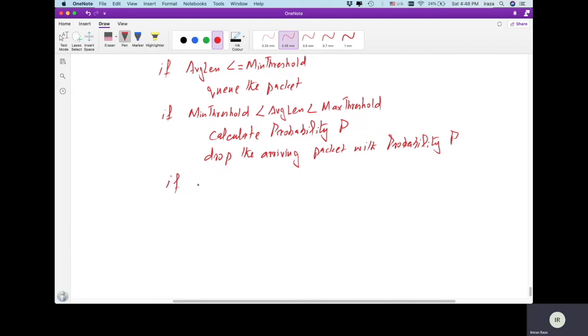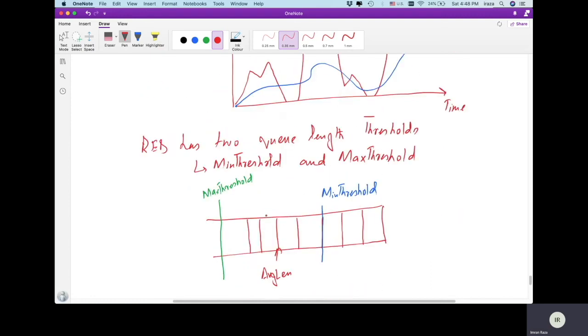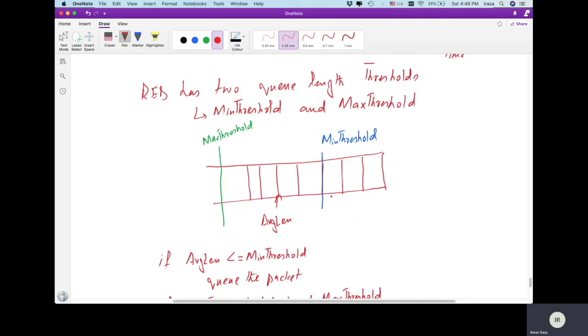And the third condition is that if the max threshold is less than or equal to the average length, drop the arriving packet. Right, so if again we look at this diagram, if the average length is less than this minimum threshold, we'll keep queuing the packets.